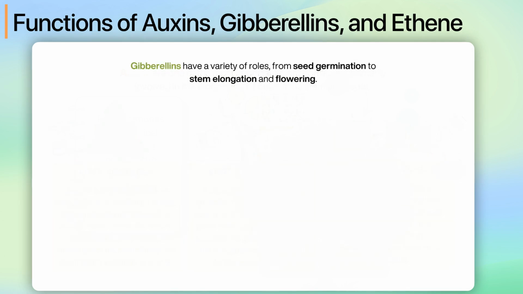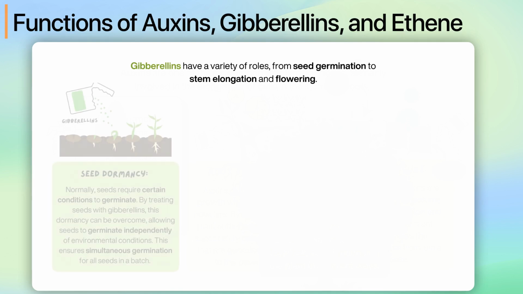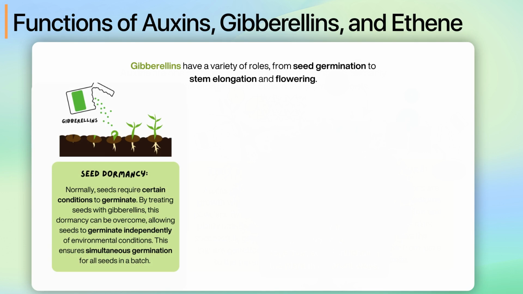Gibberellins have a variety of roles, from seed germination to stem elongation and flowering. Normally, seeds require certain conditions to germinate. By treating seeds with gibberellins, this dormancy can be overcome, allowing seeds to germinate independently of environmental conditions. This ensures simultaneous germination for all seeds in a batch.